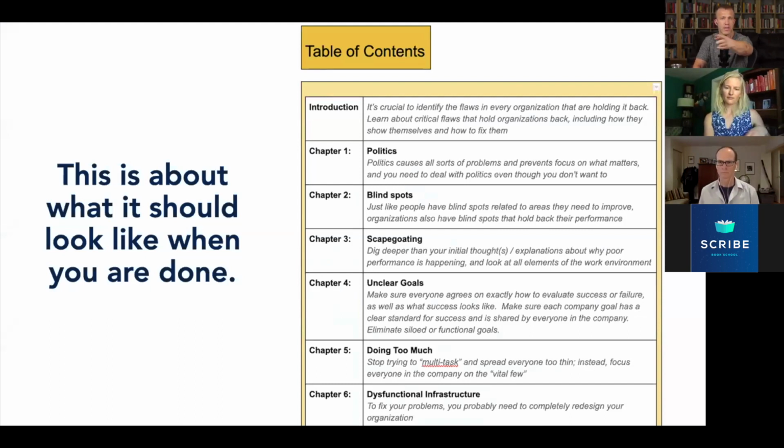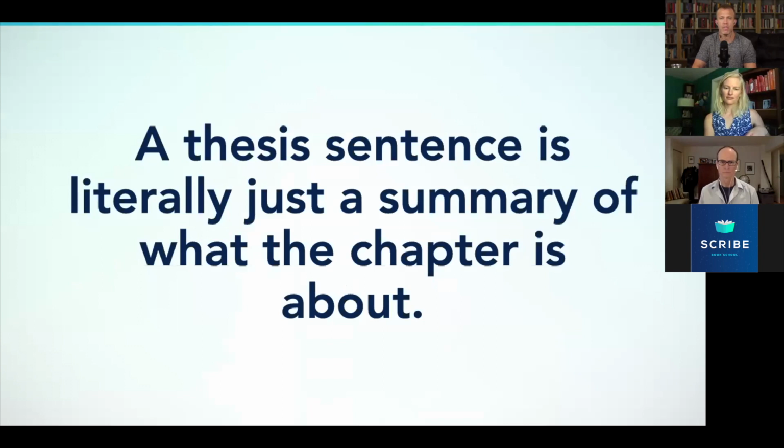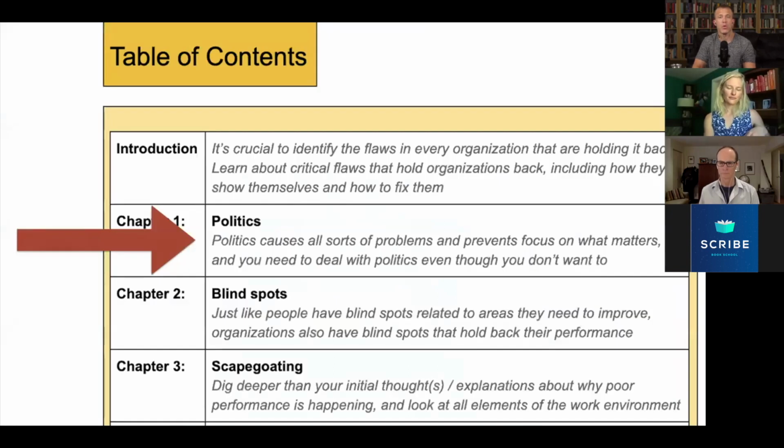Chapter 1, politics, and a sentence. Chapter 2, blind spots, and a sentence. Exactly like that. That's it. Very, very simple, very straightforward. Now, a thesis sentence is literally just a summary of what the chapter's about. That's it. So chapter 1, politics. Politics causes all sorts of problems and prevents focus on what matters, and you need to deal with politics even though you don't want to.